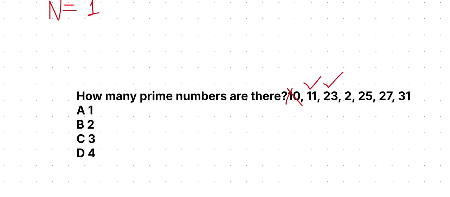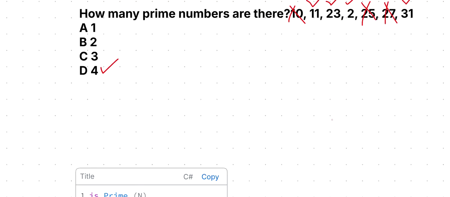Same for 2. Factors of 2 are 1 and 2. So this is also a prime number. Now 25. Factors of 25 are more than 2, right? We can say 1, then 5, then 25 also. So it is not a prime number. Now next is 27. For 27, we can say 1, then 3, then 9, then 27 also. So this is also not a prime number. And the last is 31. 31 factors are 1 and 31. So this is a prime number. So we can say 4 is the correct answer, correct? And all these, 11, 23, 2 and 31, are prime numbers.